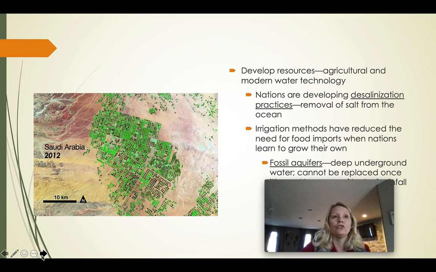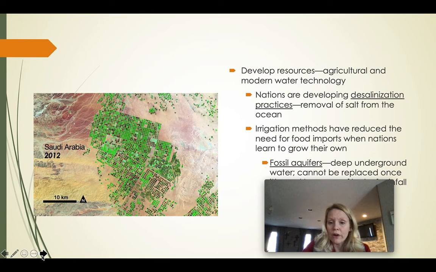So they're able to use, say, ocean water to water their fields, which before would have killed your field. Because of their location, because of their physical geography, they have to come up with new and innovative ways to continue to survive and thrive as a nation. Irrigation methods have reduced the need for food imports when nations learn to grow their own.